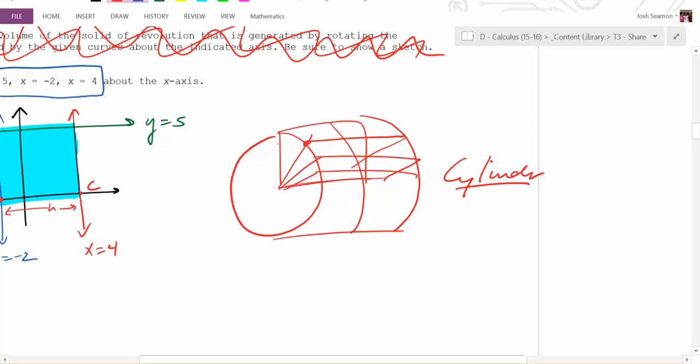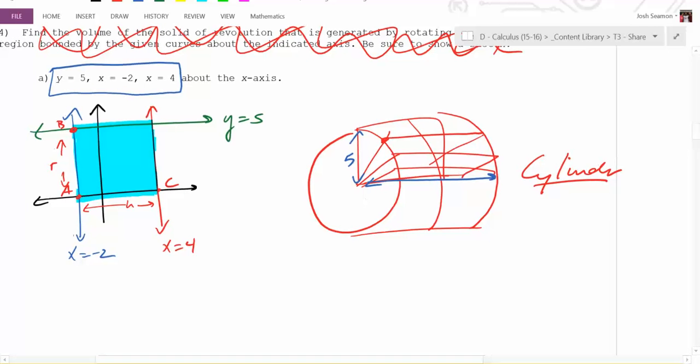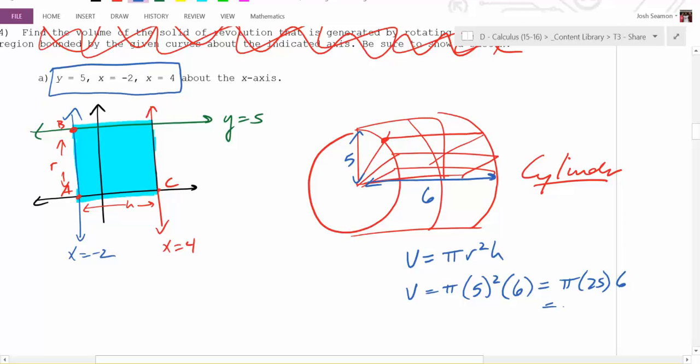You know what the radius of the cylinder is. It's from here to here. It's 5. What's the height of the cylinder? You got it. It's right there. 6. Do you remember what the volume formula is for a cylinder? Pi r squared is the base, but then you have to multiply it by the height. So the volume is pi times 5 squared times 6. So it's pi times 25 times 6, which is 150 pi cubic units.